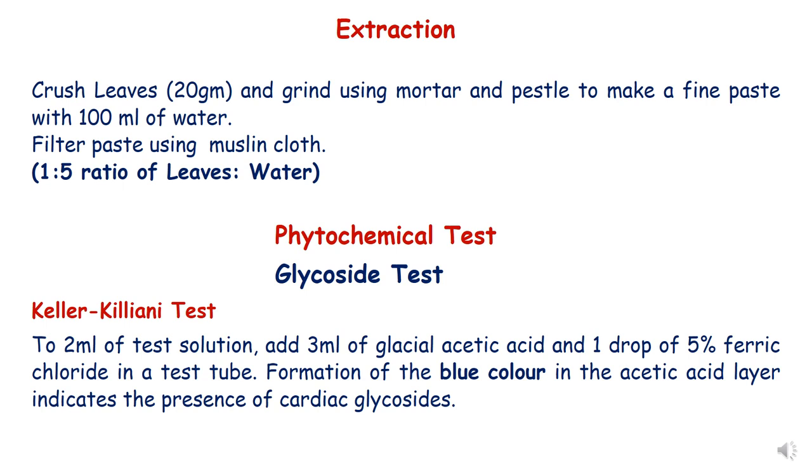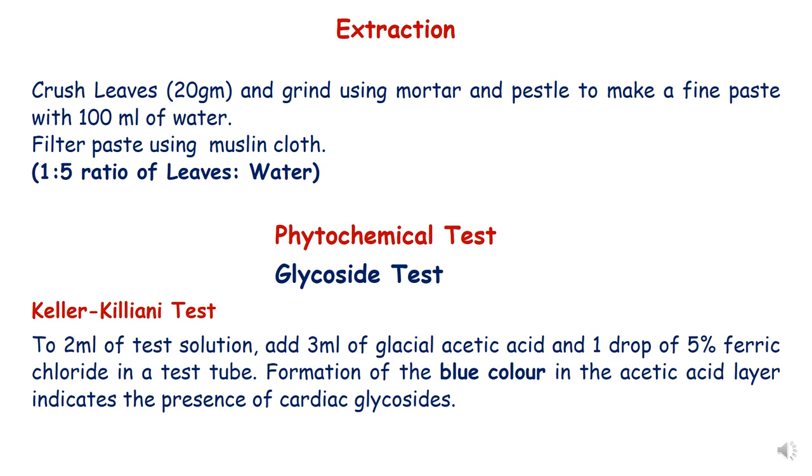For the extraction, you have to crush 20 grams of leaves and grind them using pestle and mortar to make a fine slurry or paste with 100 ml of water, and this has to be filtered using a muslin cloth, as we have already discussed in previous lectures and done in previous experiments, that the ratio of leaves to water will be 1:5.